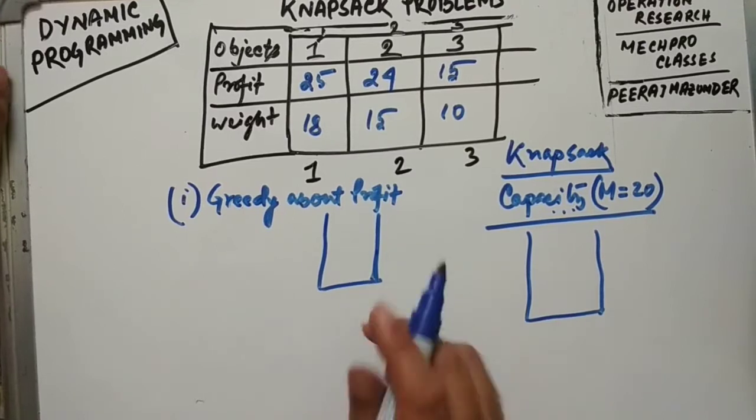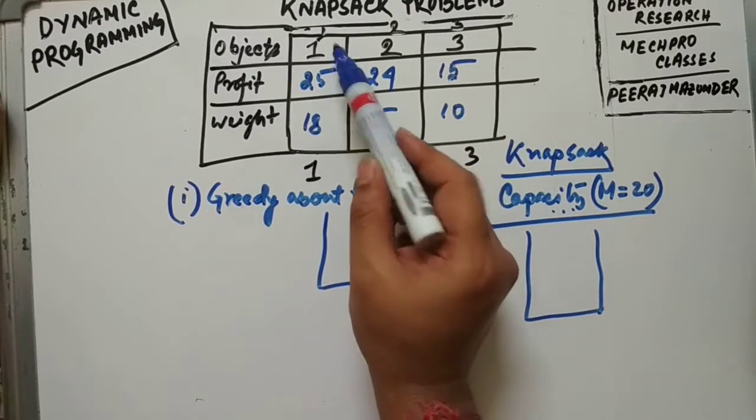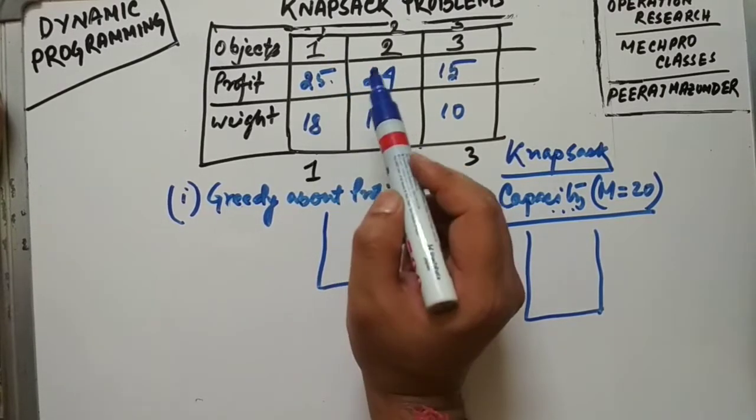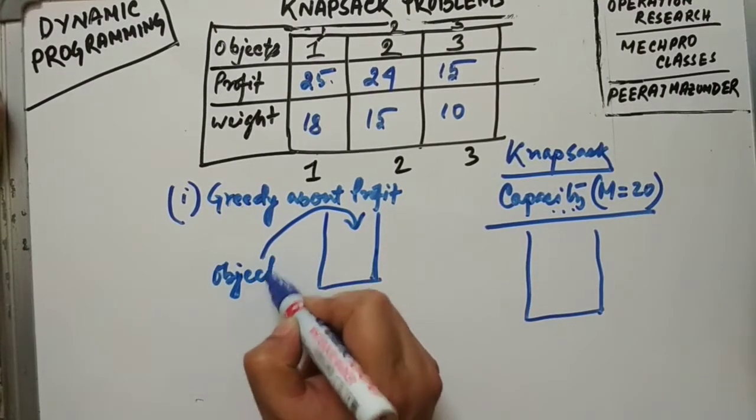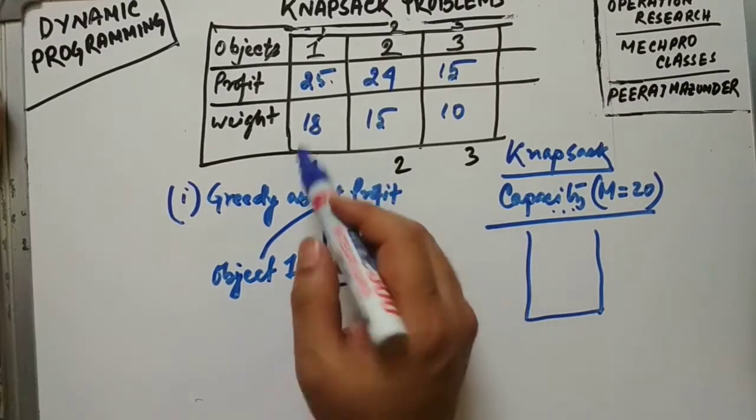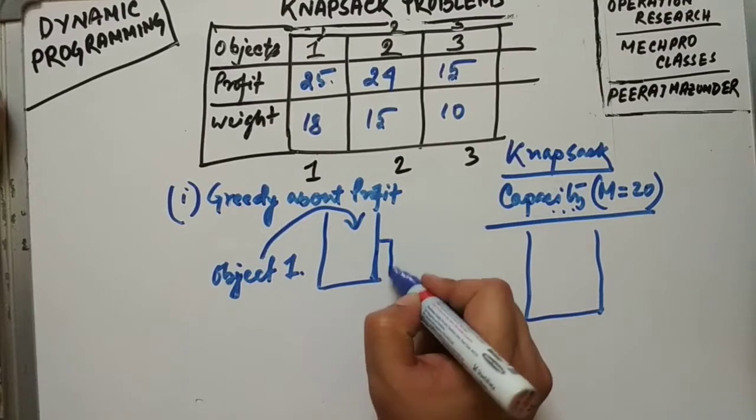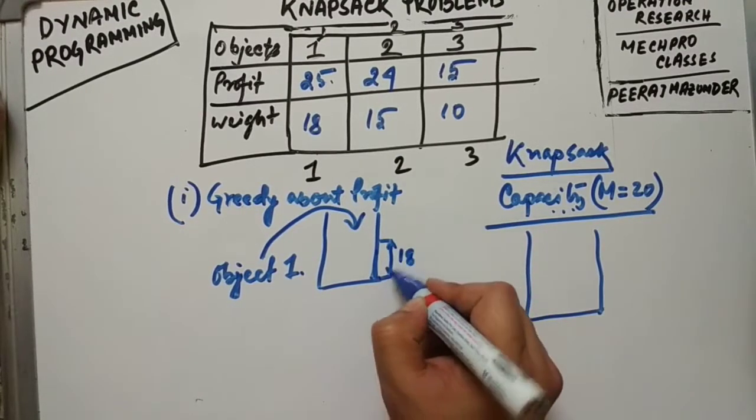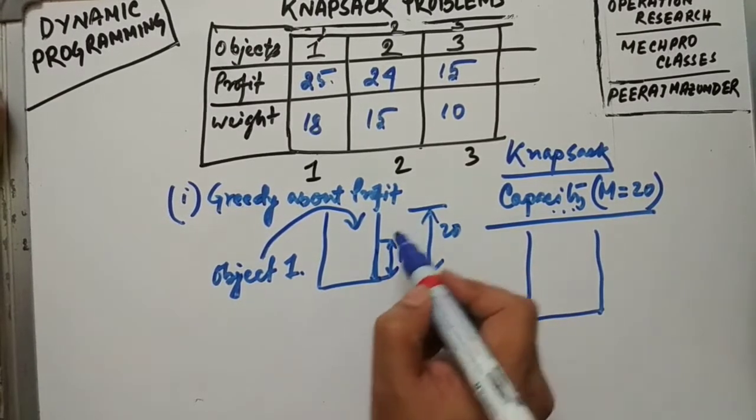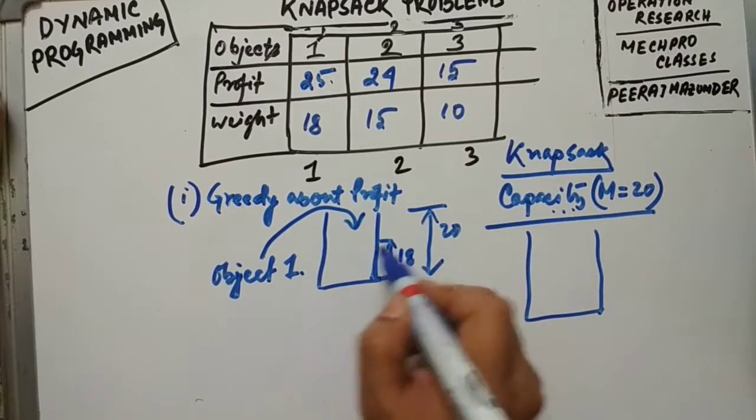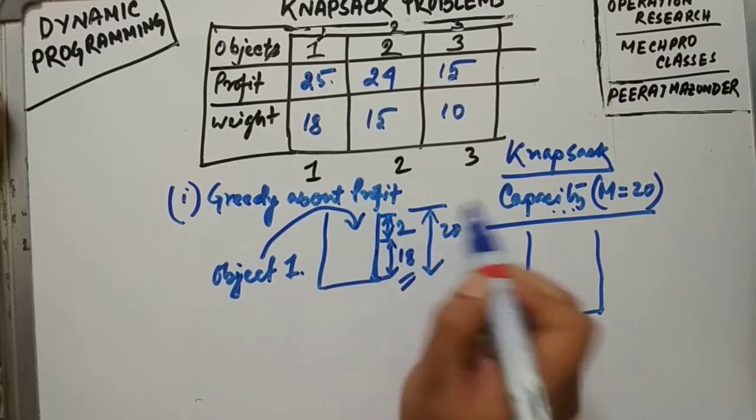In this matrix you can see the profit of the first object is maximum, that is 25. So we will put the first object, object 1, in this bag. The weight of the first object is 18, so I can write this one is 18. We already know the total capacity is 20, so we have filled the bag with 18 capacity, and the remaining capacity is now only 2.